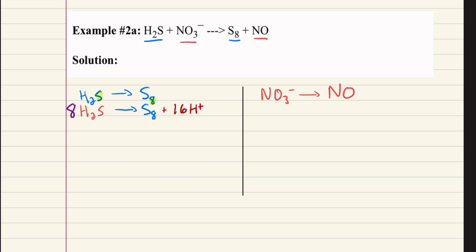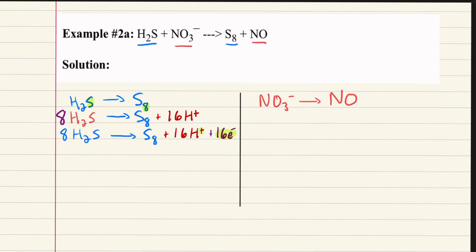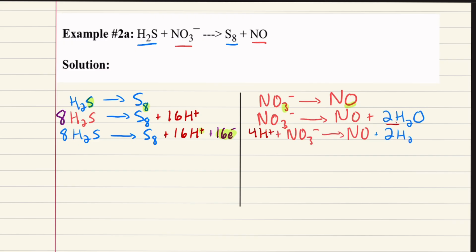Then we're going to balance the hydrogen atoms by adding H plus to whichever side needs hydrogen, and we're going to make sure that that's on the appropriate side. Lastly, we're going to balance the charges. And remember, we can only balance the charges by adding electrons to the appropriate side. If we do this properly, one of the half reactions should be a reduction reaction, and the other should be an oxidation reaction.